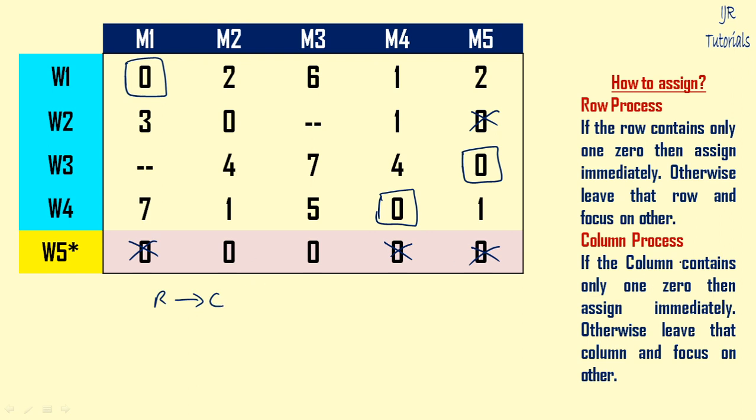Again the same thing: if a column contains only one 0, then assign immediately. M1 is already assigned, M2 has 2 zeros, M3 has only one 0, so we directly assign it and strike off the remaining 0 of that row. And there is only one 0 left over, so we directly assign W2 M2. Now no zeros are left over. Check whether this problem is degeneracy or non-degeneracy.